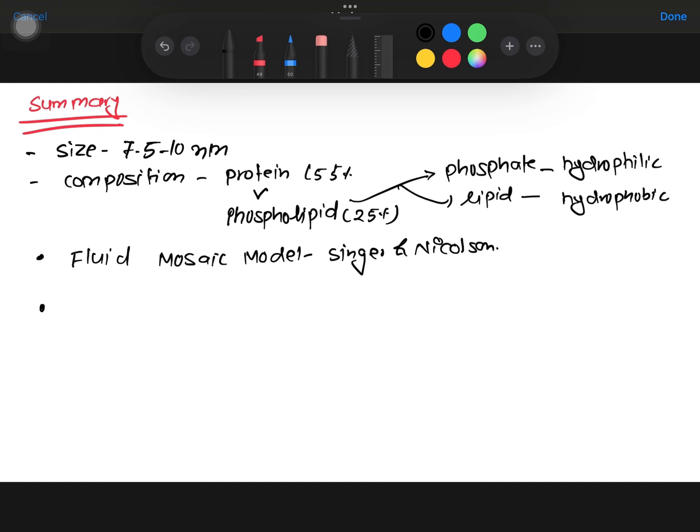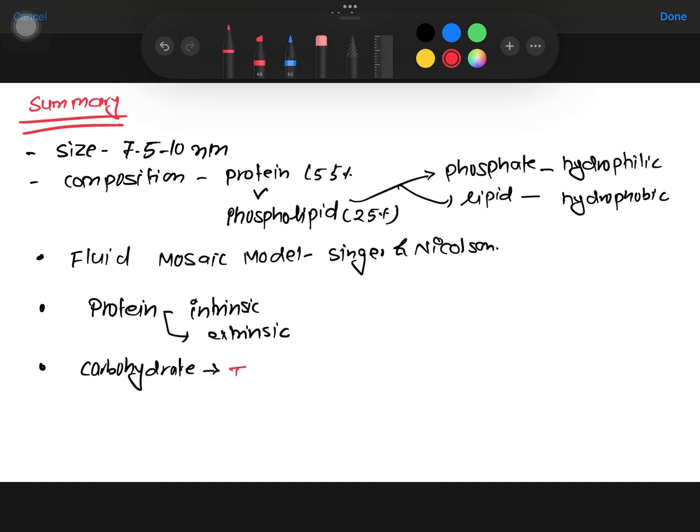And the protein is the most common constituent of the cell membrane, and it is of two types, one is intrinsic and another is extrinsic, and another one is carbohydrate. So insulin binds to the carbohydrate. And the function of cholesterol is that it gives fluidity to the cell membrane and controls the permeability of the cell membrane. So these are some questions.